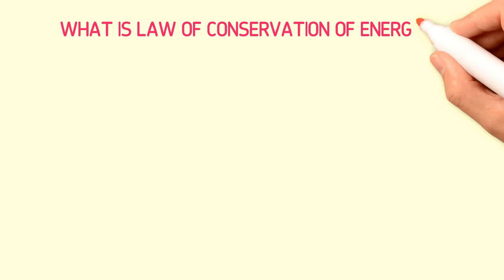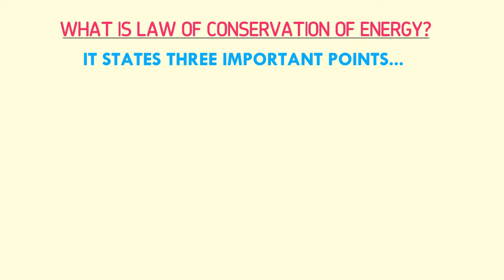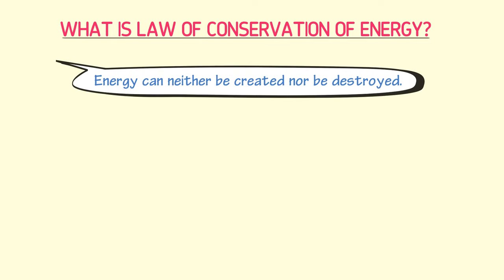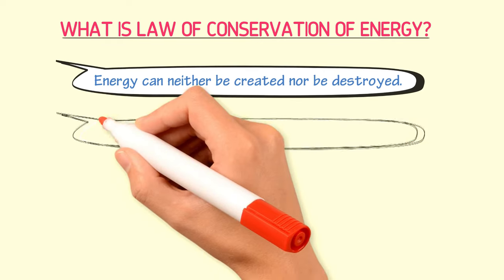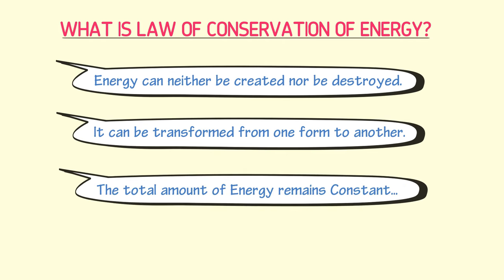Now, what is the law of conservation of energy? The law of conservation of energy states three important points. The first one is that energy can neither be created nor be destroyed. The second point is that it can be transformed or transferred from one form into another form. And the third point is that the total amount of energy remains constant.